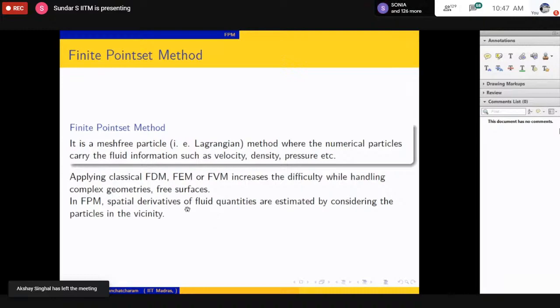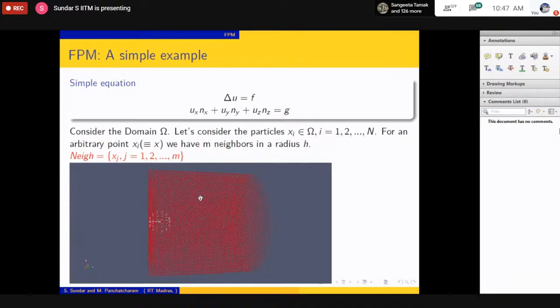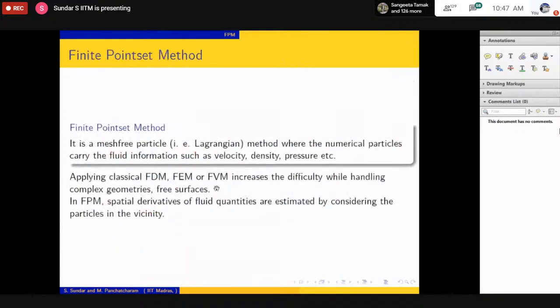So what is the finite point set method? I'll quickly get into this one. It is a mesh-free method. It is not like a finite difference or a finite element or a finite volume method. Finite difference, finite element, or finite volume requires a lot of meshing.